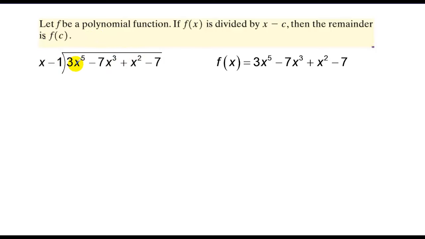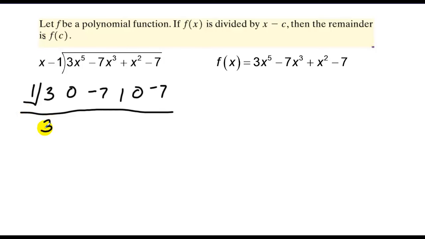Now, in this case, rather than doing the long division, I'm going to do this synthetically, so I'll have the number 1. And then list the coefficients of 3, 0, negative 7, 1, 0, and negative 7. Throw those down, bring the 3 down, multiply, get 3, add 3, multiply 3, add negative 4, multiply negative 4, add negative 3, multiply negative 3, add negative 3, multiply once again, get a negative 3, and get negative 10 as my remainder.